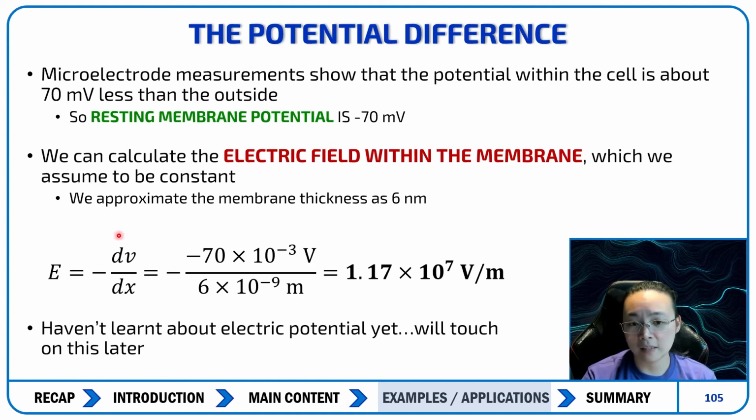So one of the things we can do is calculate the electric field by looking at a change in voltage divided by a change in distance. So we have minus 70 millivolts divided by 6 nanometers, and we get 1.17 times 10 to the 7 volts per meter. We have not really learned about electric potential yet, so I will touch on this later, but we are able to calculate the electric field just from knowing the resting membrane potential and the thickness of the membrane.